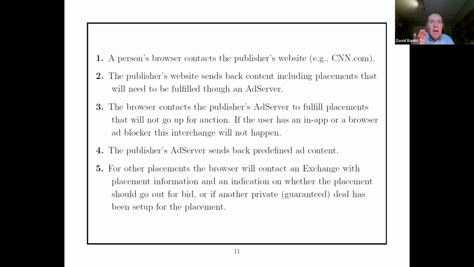And number five is for placements that will be put out for auction. So the browser will contact an ad exchange with placement information about the available real estate on the website, and it will indicate whether a placement should go out to be for a bid.